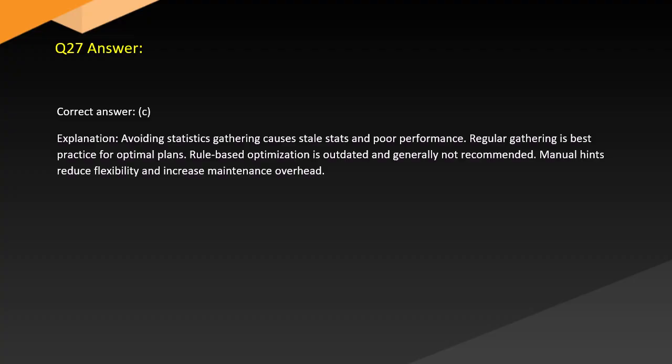Answer. Correct answer, C. Explanation. Avoiding statistics gathering causes stale stats and poor performance. Regular gathering is best practice for optimal plans. Rule-based optimization is outdated and generally not recommended. Manual hints reduce flexibility and increase maintenance overhead.